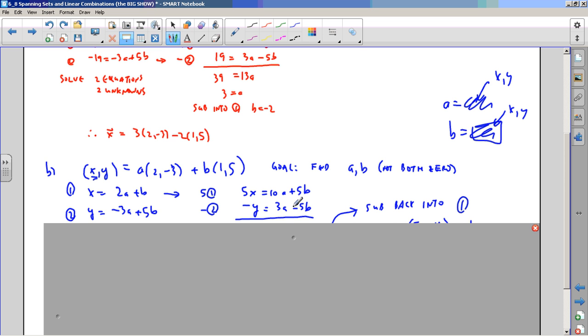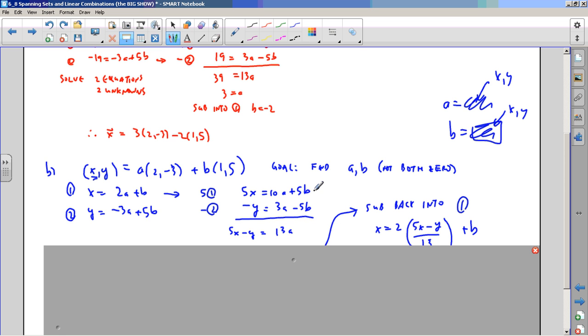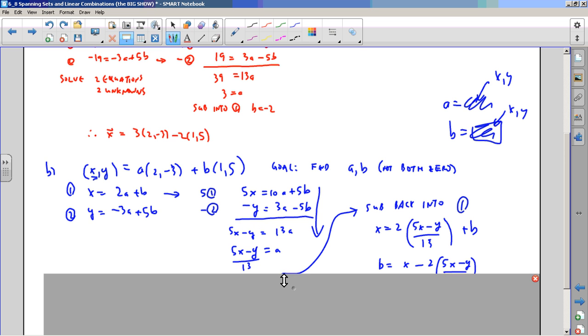So I multiplied this one by 5, multiplied that one by -1, and then I'm adding down, and the b's disappear just like I was planning. On the left-hand side, I get a formula, and I knew I was going to get a formula for x and y. Divide by 13, and then I get my formula for a.